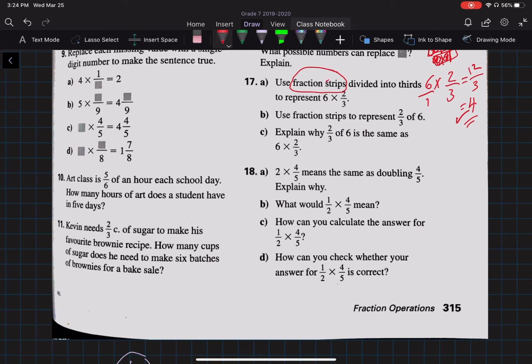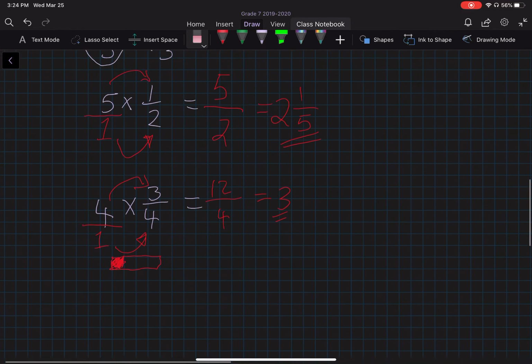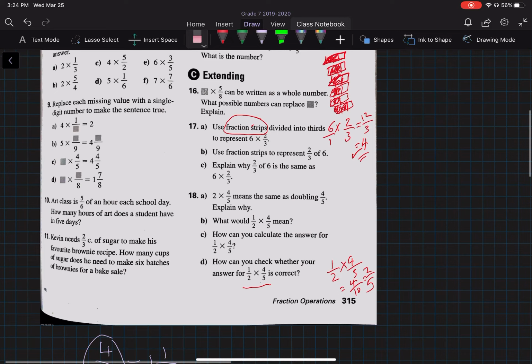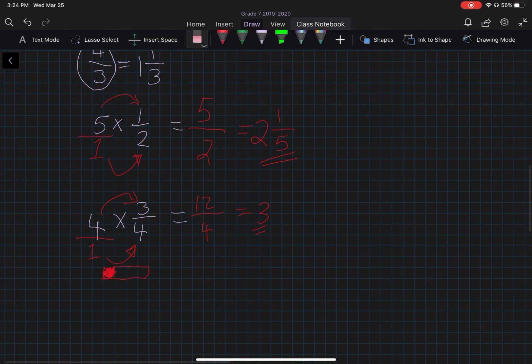How can you check whether your answer half times 4 over 5 is correct? We can just do half times 4 over 5, and we see that this is equal to 4 over 10, which is 2 over 5. If you got that, you're correct, and we have so many ways to verify or prove that. But if you're good so far and you're not struggling with anything, then we are going to move on.